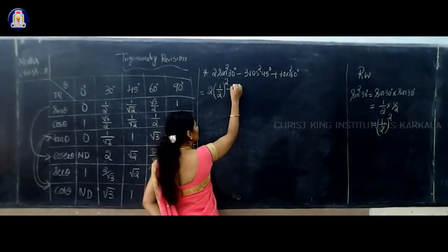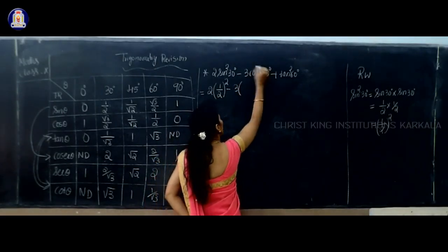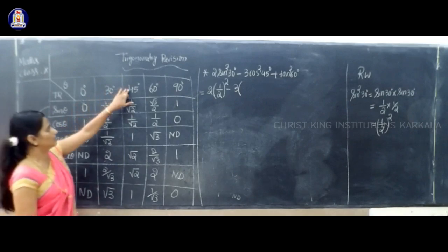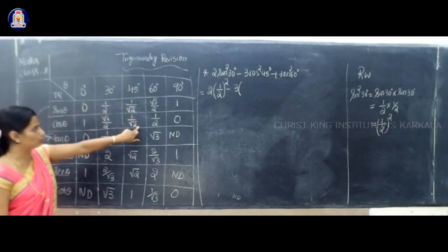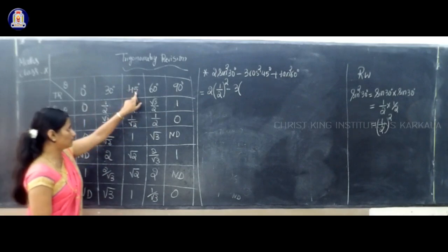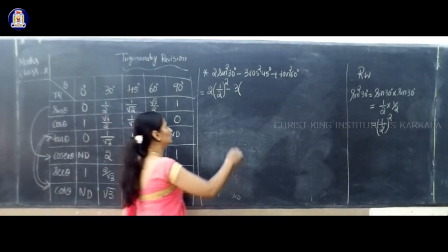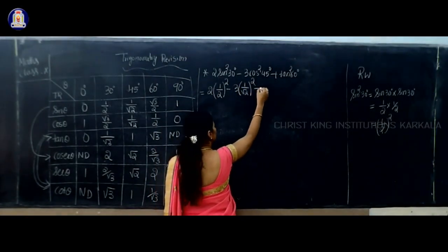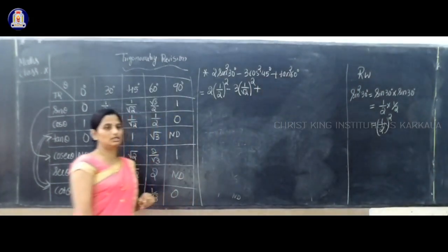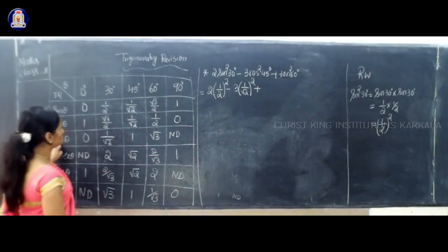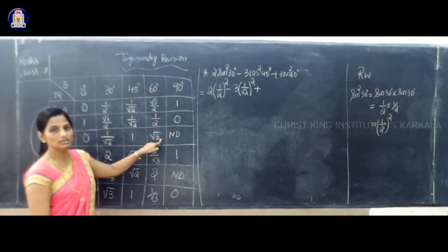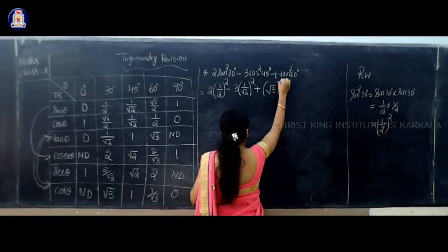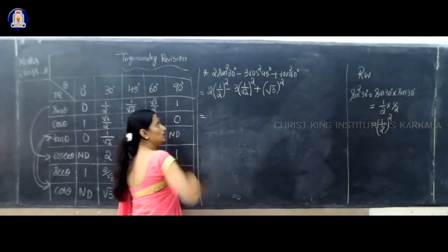Next, minus 3 cos square 45. Again it is 2 times. The value of cos 45 is 1 by root 2. So it comes as 1 by root 2 whole square. Next, plus tan square 60. Tan 60 is how much? Root 3. So tan square 60 is root 3 whole square.